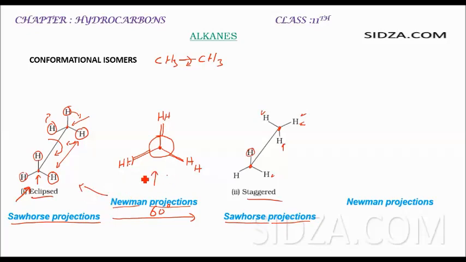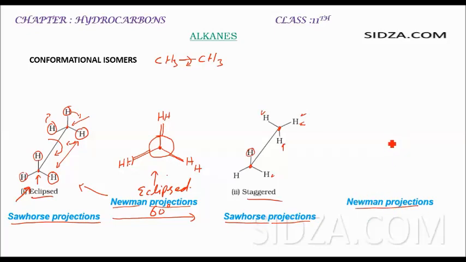Now this is called the Newman projection, and this is the Sawhorse projection. Both are eclipsed, right? This is eclipsed, and this one is also eclipsed, correct? And I can now draw the staggered conformation also in the Newman projection as well.